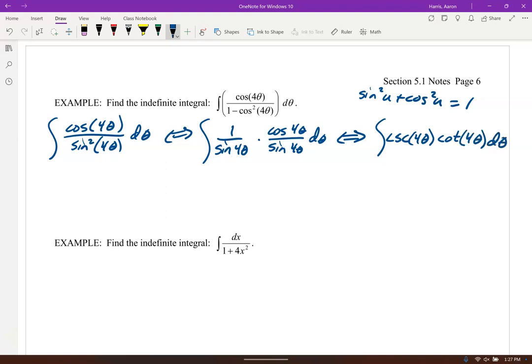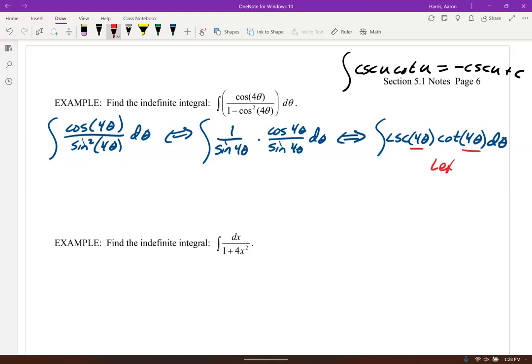So I did all that rewriting because on my formula sheet I have the integral of the cosecant of u cotangent of u, and its integral is just negative cosecant of u. Okay, so that's where I was trying to get to on this one. It's the integral of cosecant cotangent, right? Which I did. And notice my u here would have to be the 4 theta. So du would be 4 d theta. So I just need to give it a 4 and offset it with a 1/4.